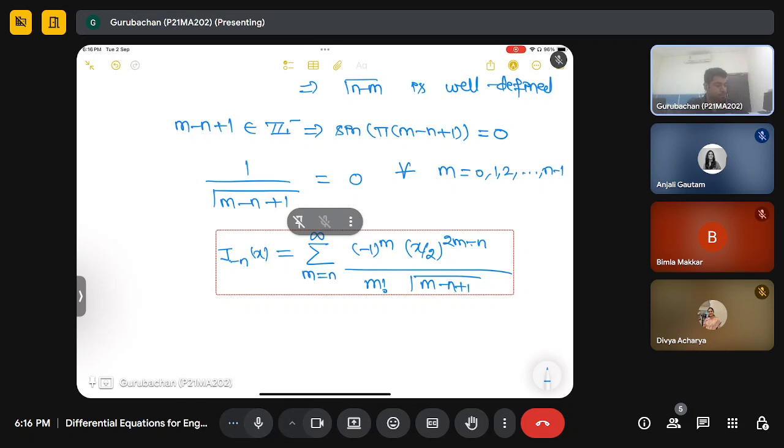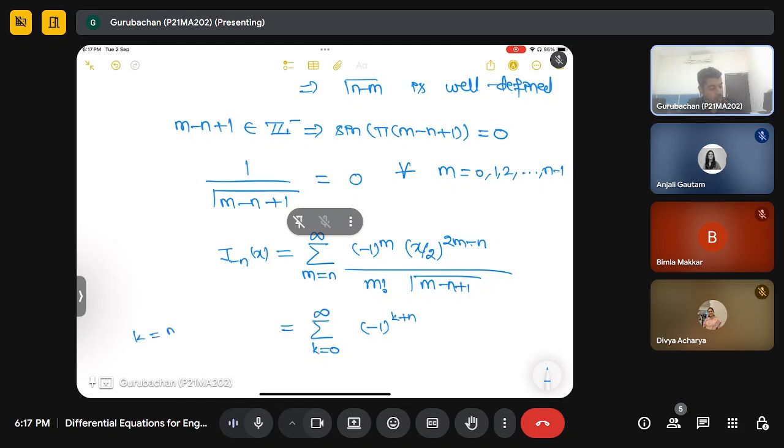So let us proceed. Since we want to start the series from 0 to infinity, we will substitute m as m minus n so that it will start from 0. So k goes from 0 to infinity. We are considering k equal to m minus n, so that it will start from 0 to infinity. So from here you will get m equal to k plus n.